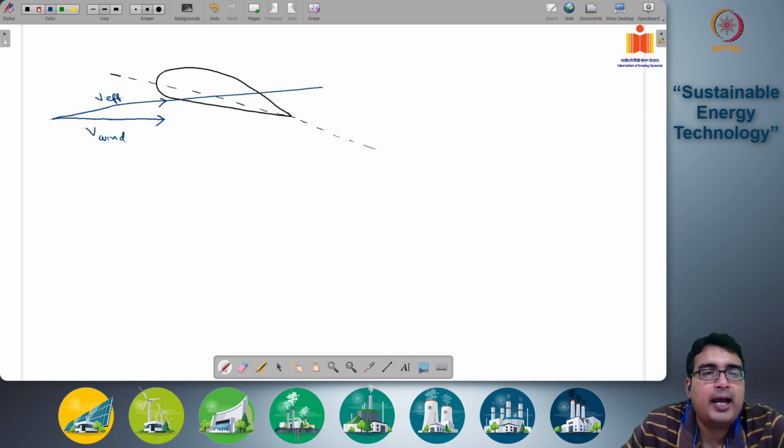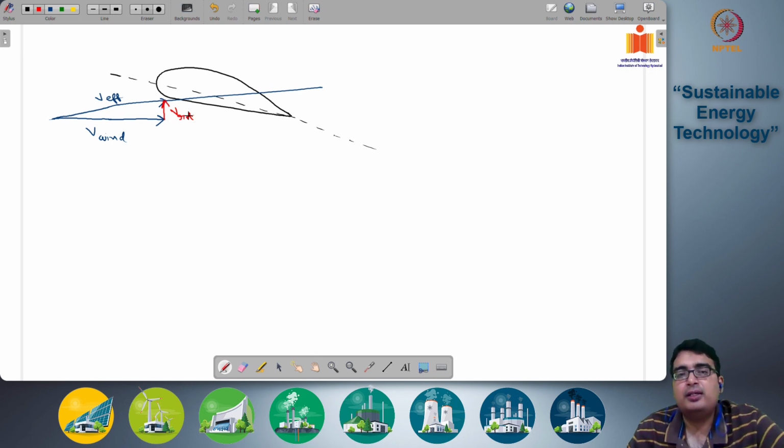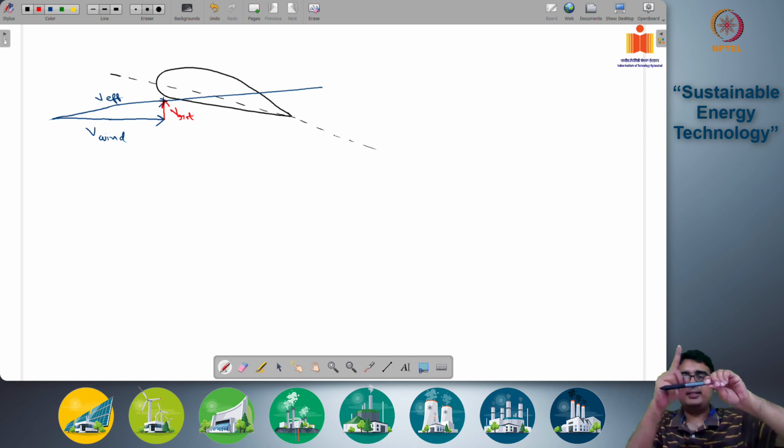Okay, and this is the v rotation. The rotational velocity, the tangential velocity at which this blade is moving. Okay, so if you see this, the blade is moving like this, right? So the velocity of the blade is like this, and the oncoming wind is like this. So always the rotational velocity is perpendicular to the wind velocity.